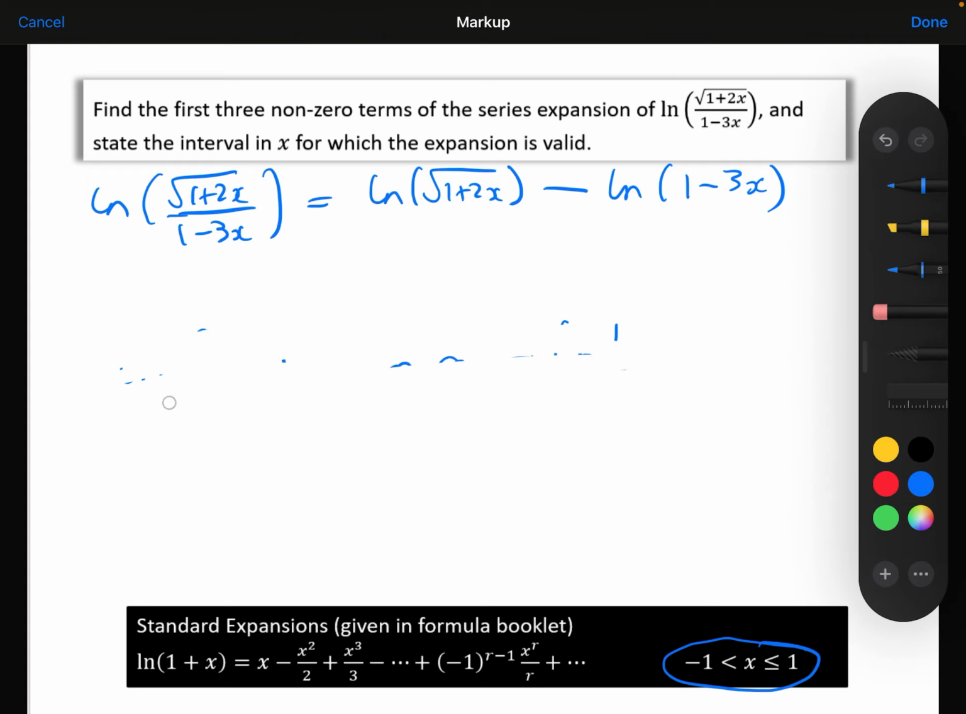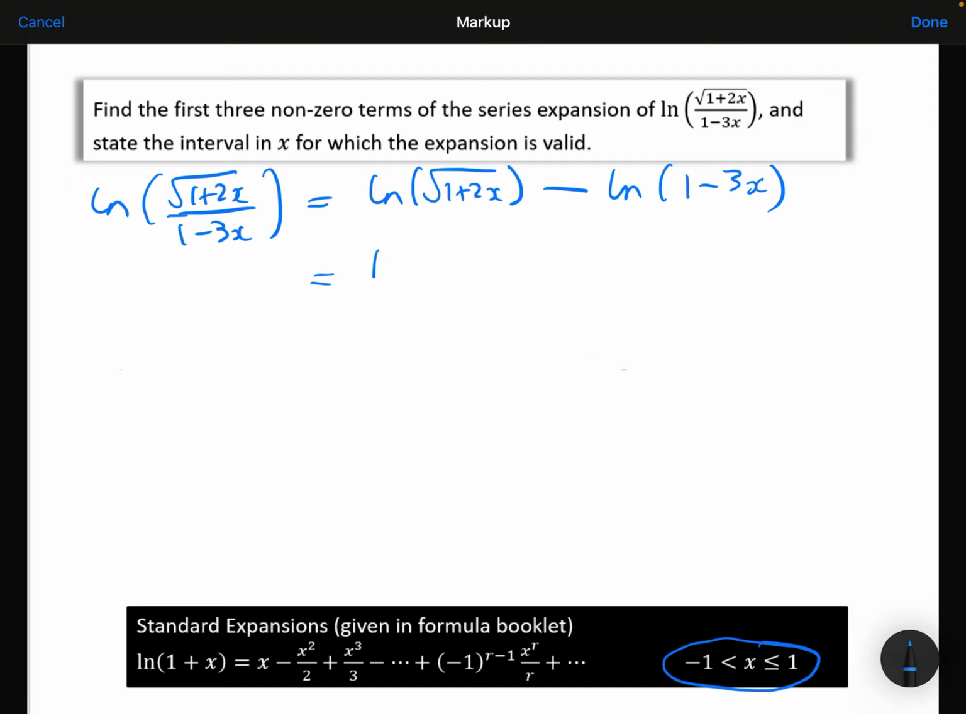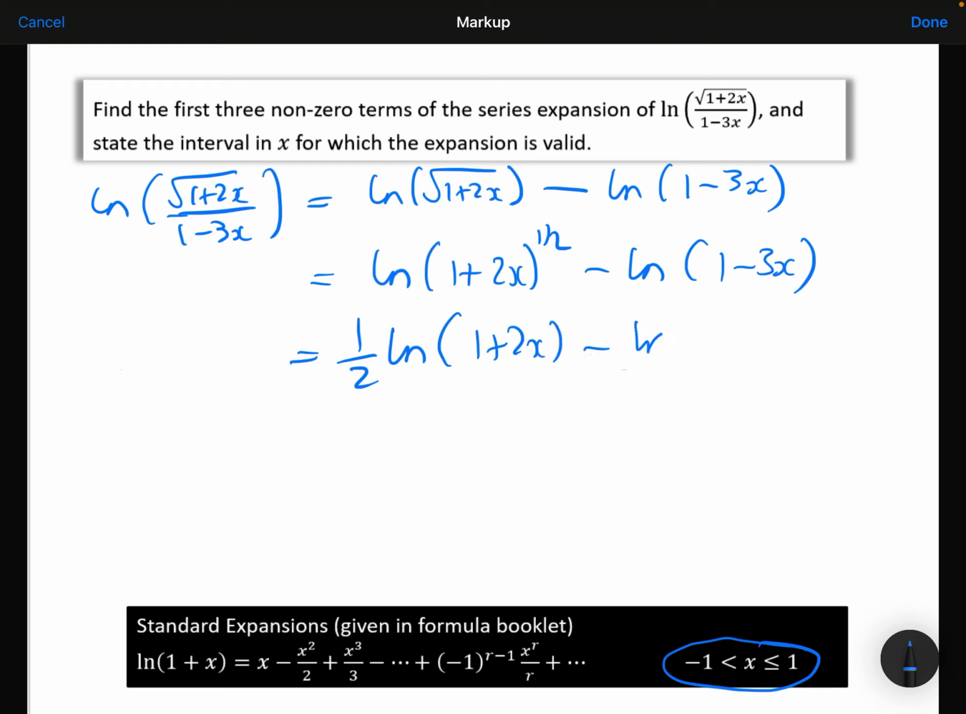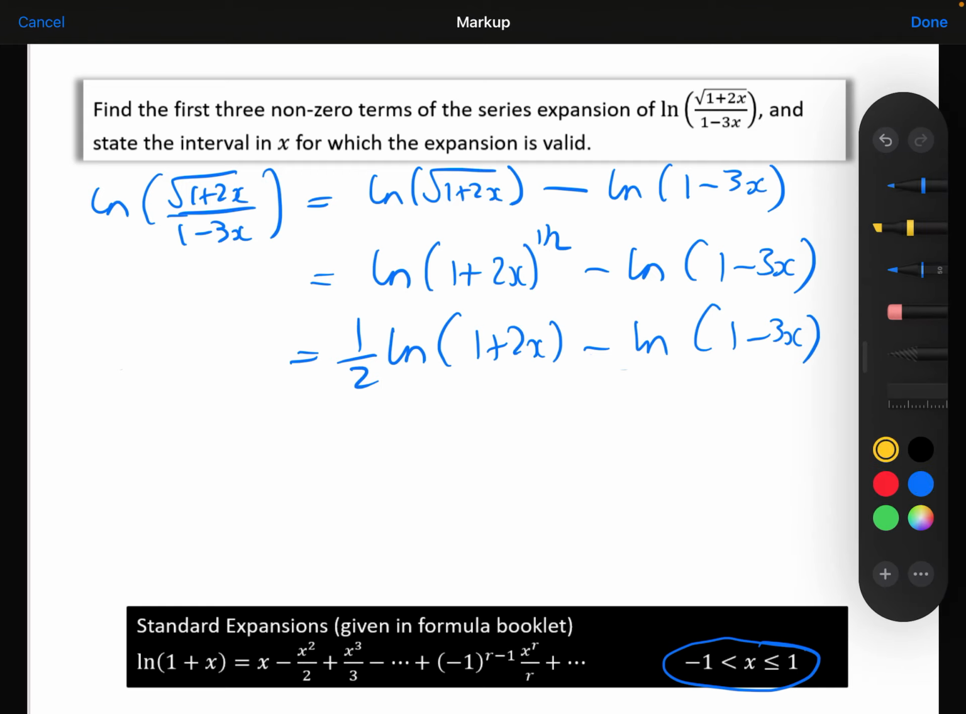Now I still can't quite use the rule yet because I've got this square root. But that's okay because I know I can rewrite that as a power of a half, which will then allow me to use the power laws of logarithms to bring that half to the front. Now I've got to the point where this is in this form and this is in this form. So now I can use these series expansions.